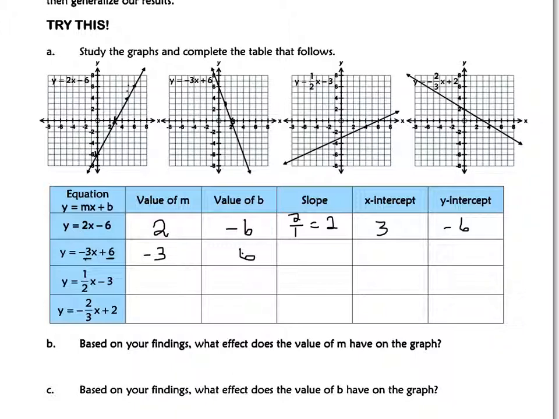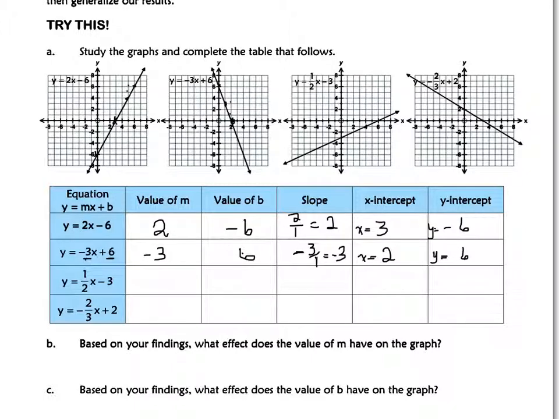If we calculate the slope using rise over run, and again all these graphs have the same scale on the x and y axis, so we can count each block as 1 unit, we go up 1, 2, 3, and to the left 1, so that would be -3 over 1, or -3, as our slope. Our x-intercept is one of the points we used, which is x equals 2, and the y-intercept is where it crosses the y-axis, y equals 6.